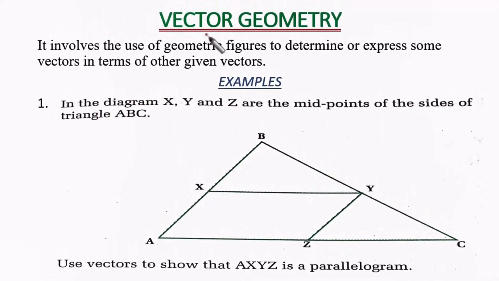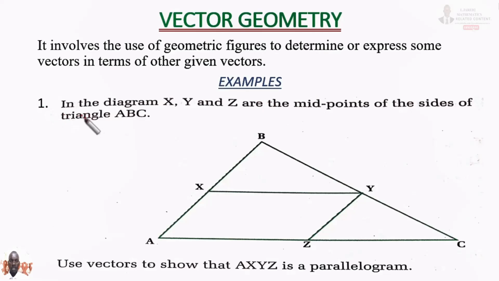So today we are to understand more about vector geometry, and we are saying that vector geometry involves the use of geometric figures to determine or express some vectors in terms of other given vectors. So we are going to have examples that we are going to use to understand the concept very well. Let's begin with example 1.